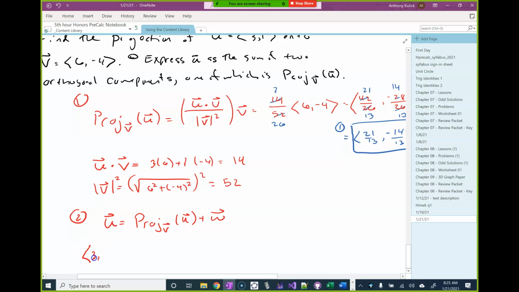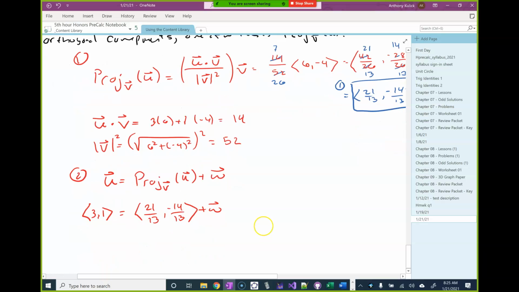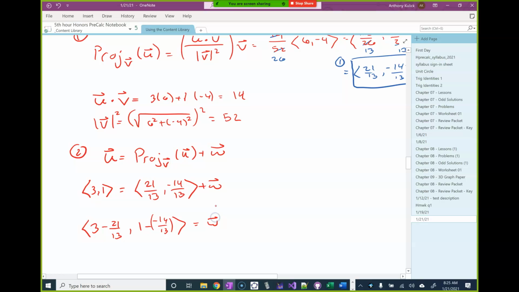Since I know what u is, and I know what the projection of v onto u is, I can just do algebra here to find w. Everybody's okay there? I just subtracted the projection vector from both sides.